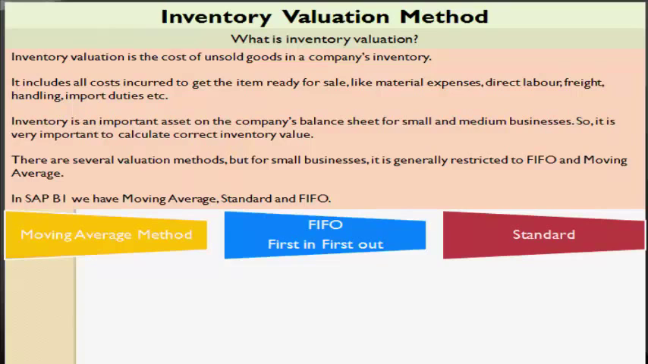There are several valuation methods, but for small businesses, it is generally restricted to FIFO and moving average. In SAP Business One, though, we have three: moving average, standard, and FIFO. SAP Business One provides these three valuation methods. Valuation methods are basically the formula for how you determine the cost of the units that you sell. These formulas can control the inventory cost of an item if you are using perpetual inventory. If you are using perpetual inventory, you choose one of these three methods. We will see these methods one by one with examples.